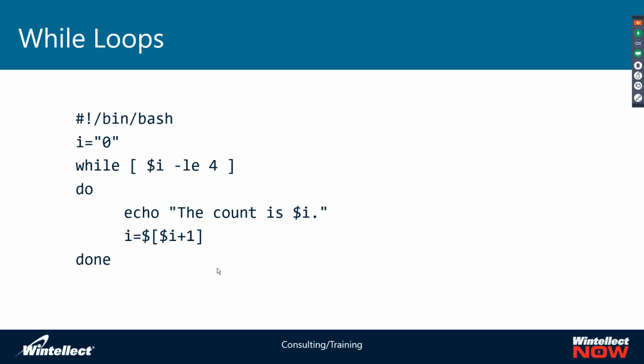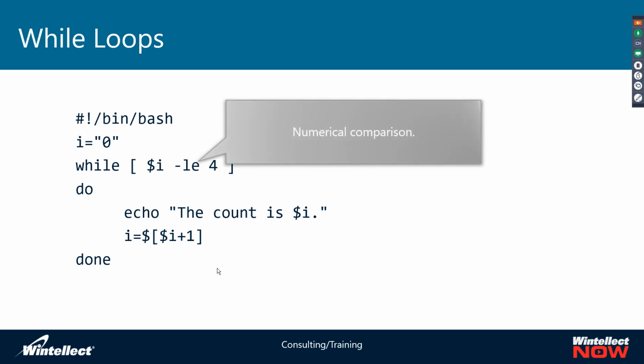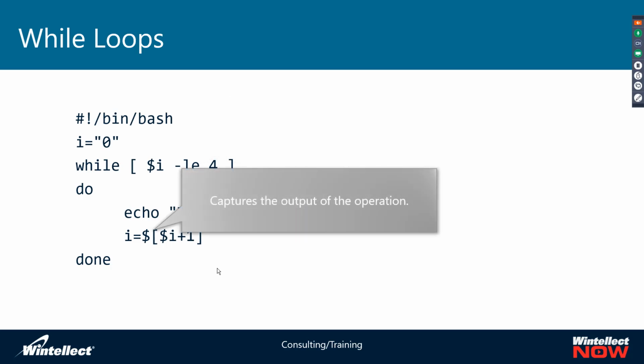So this operation here is a numerical comparison using that -le like we saw back in those comparisons. And then the dollar operator here captures the output of the operation within the square brackets and then assigns it to the variable I. So I'm using the dollar to capture that and then assign the value. That's how I'd increment I inside a bash script: using dollar and the brackets to add 1 to it, and then I get the new value, and I will loop over that until it is equal to 4.